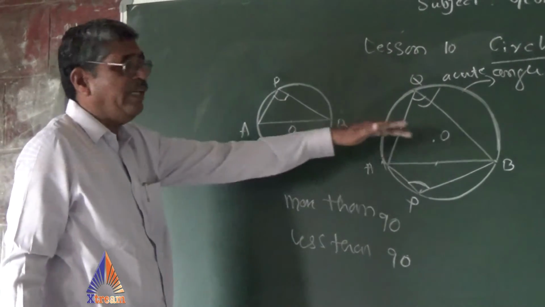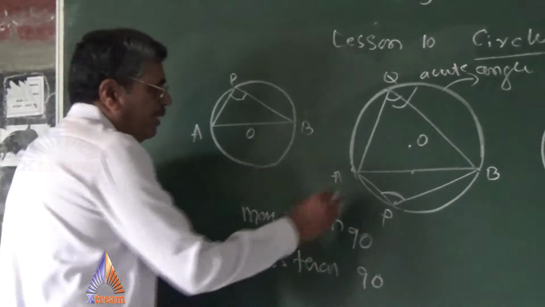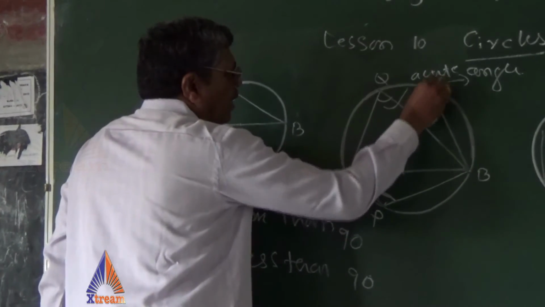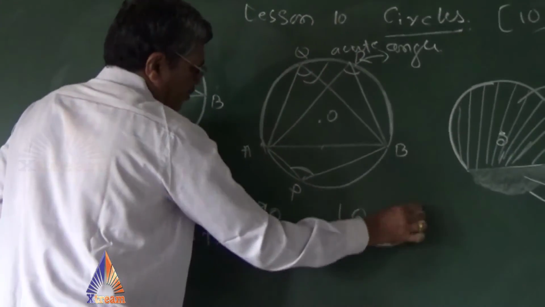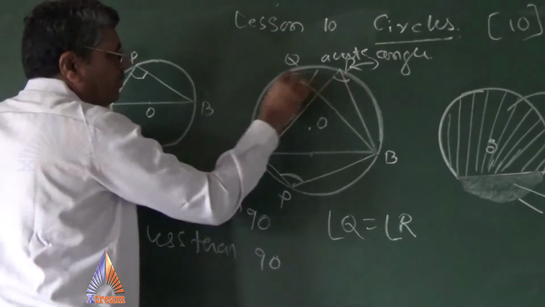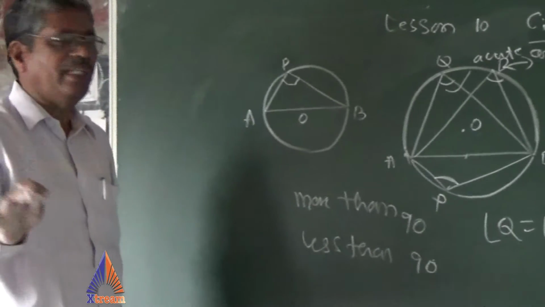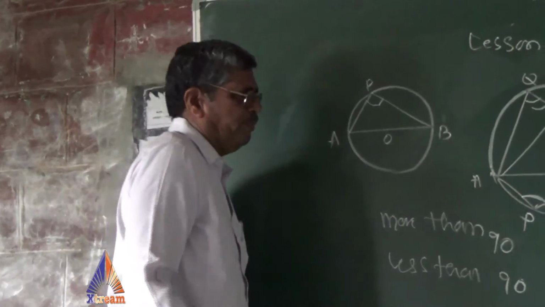Next part, same angles. Angles in the same segment are equal. Whatever angles you draw in each part, they are equal. Angle Q is equal to angle R, because angles in the same segment are equal. For any segment, either major segment, minor segment or semicircular region, these are equal.